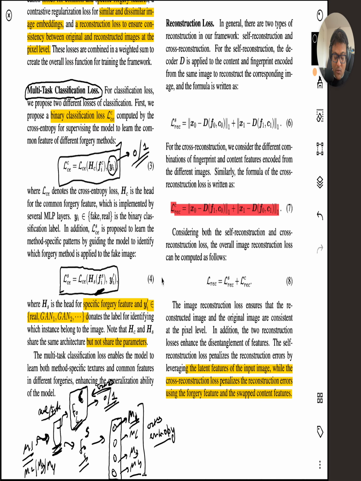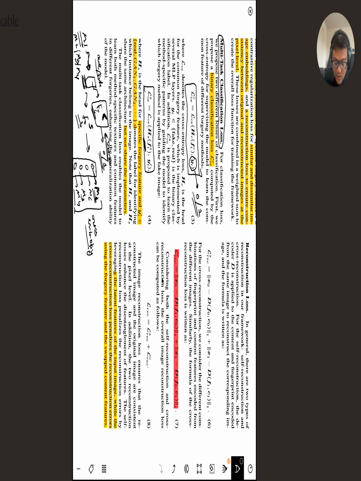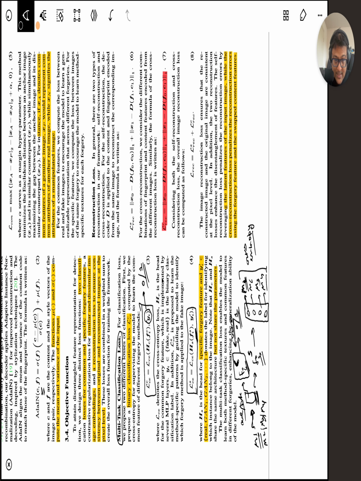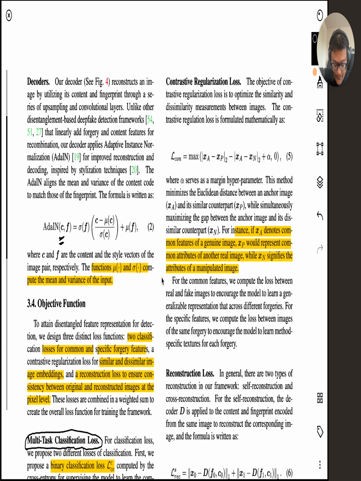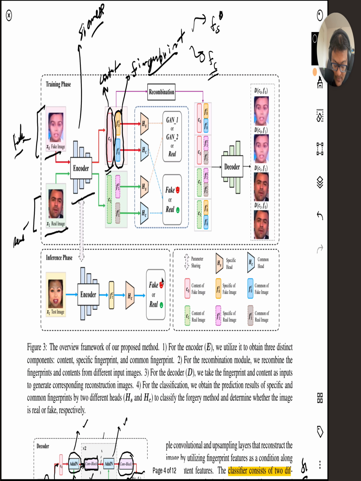Now, what is the reconstruction loss? The reconstruction loss is pretty amazing, and let's look at it in the following way. Let's say that your network has managed to, so let's look at this image. In this image your network has managed to decouple the content and the forgery features.